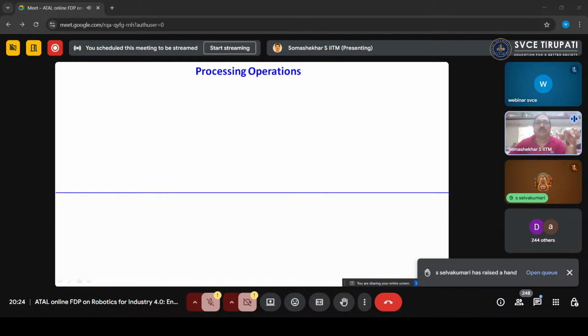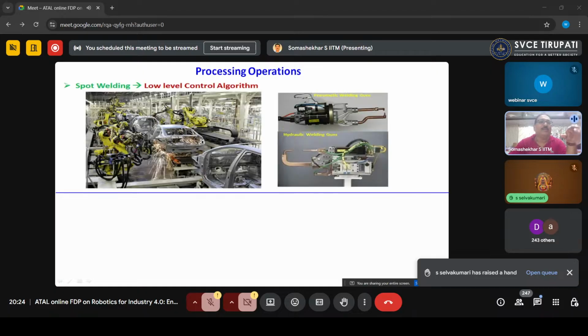The second class of application is processing, in which spot welding is best suited for robots. Dozens of robots are arranged on the two sides of the work parts where car bodies are moving. They are programmed in such a way that they do their spot welding, moving up and down. There is a close synchronization between the moving body and the robotic end effectors.